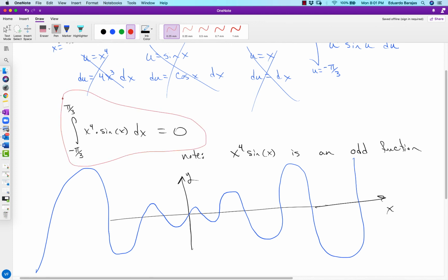That's what's great about these if you notice them. It's an odd function. Sometimes it's hard to spot them, but then it's an easy answer. The answer is 0 because this function is odd.